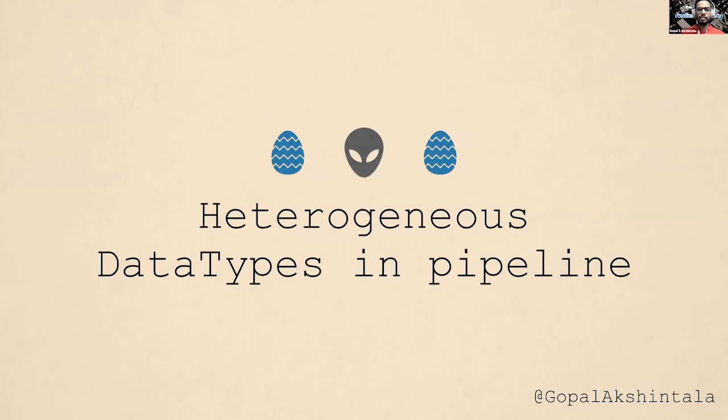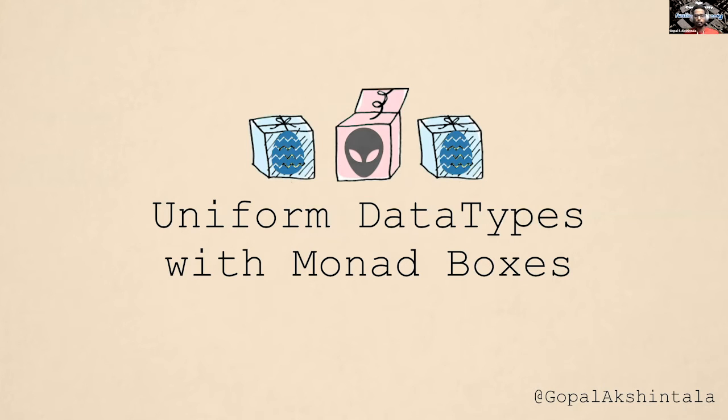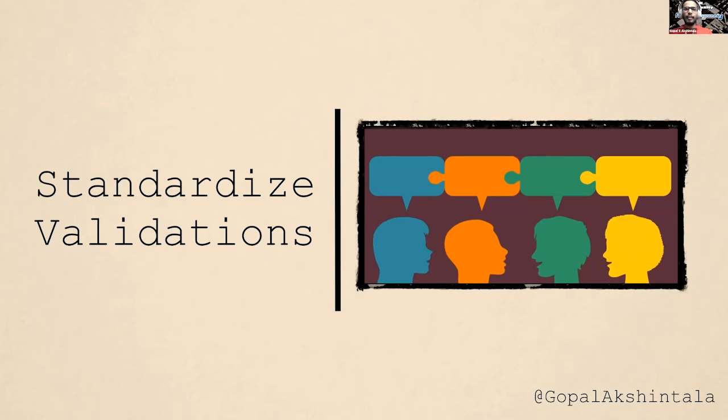So for that reason, I would be using the Either monad that we have discussed before, because Either has two states. In the end, you have objects of Either, but then they can exist in two different states. I'm going to show you how that happens. We're going to solve this problem using this, and then we're going to standardize all the validations.